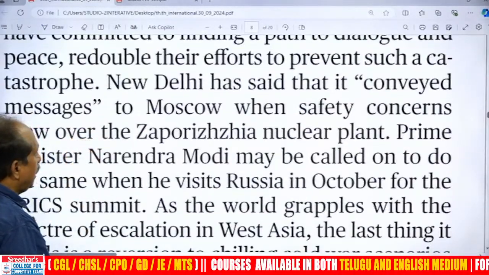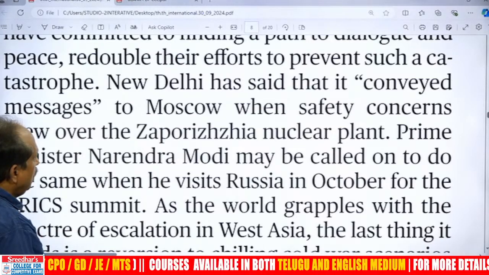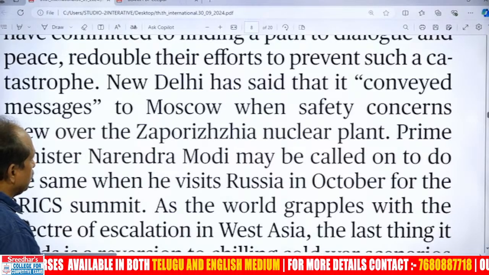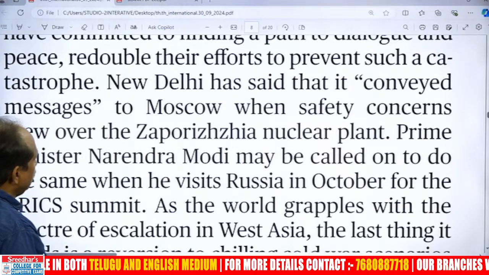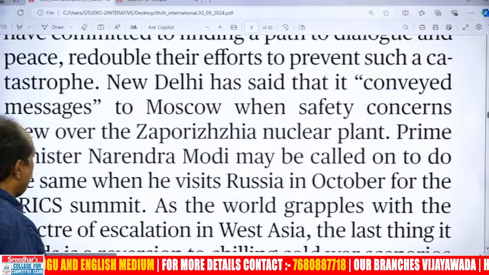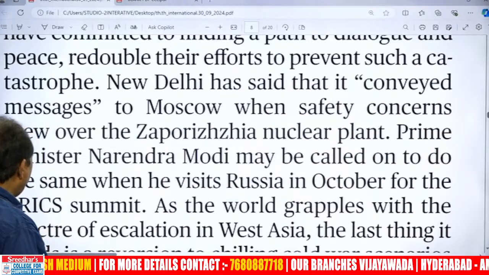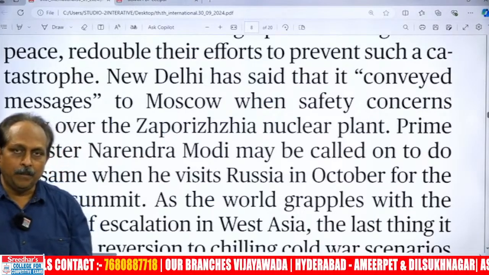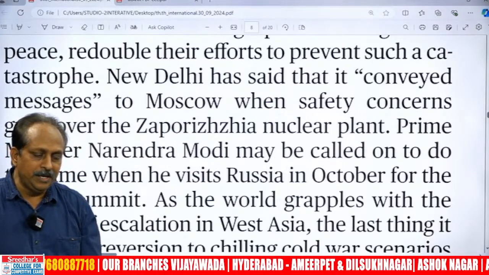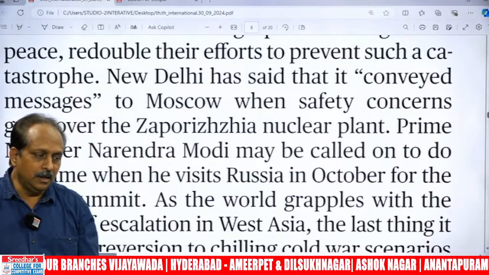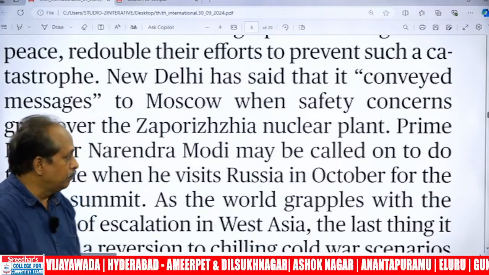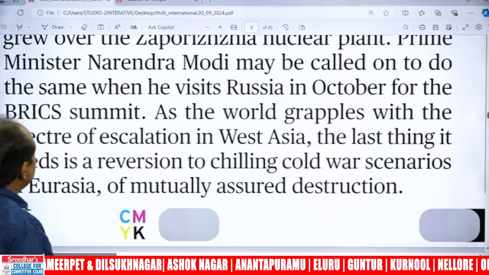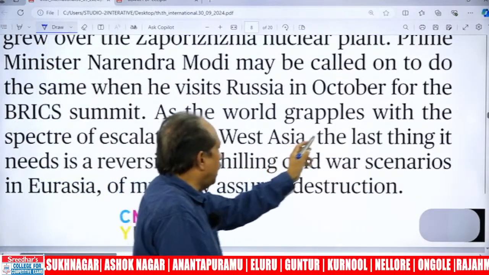New Delhi has said that it conveyed messages to Moscow when safety concerns grew over the Zaporizhia nuclear plant. Prime Minister Narendra Modi may be called on to do the same when he visits Russia in October for the BRICS summit. Our Prime Minister is going to visit Russia in the month of October to attend the BRICS summit. There also he has to pitch in for peace and redouble the efforts for peace and dialogue, path to dialogue. Very important.